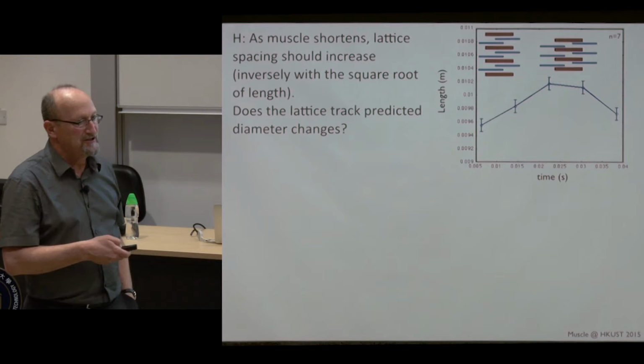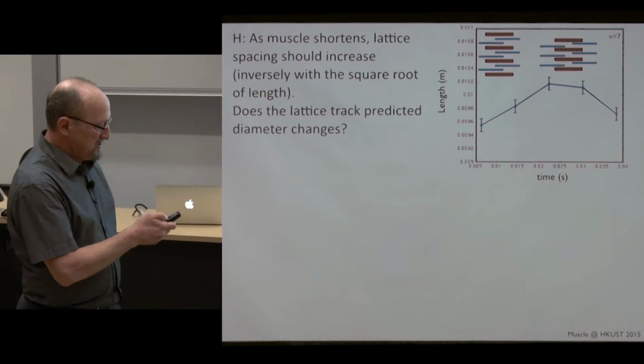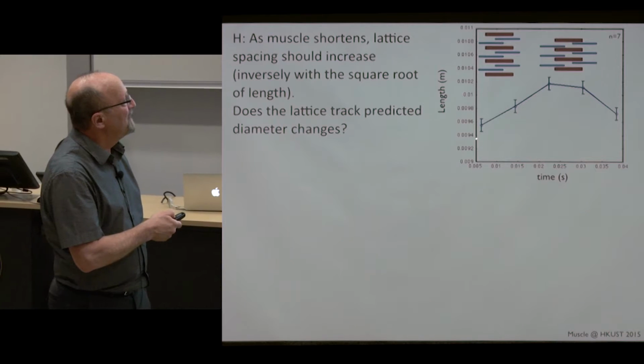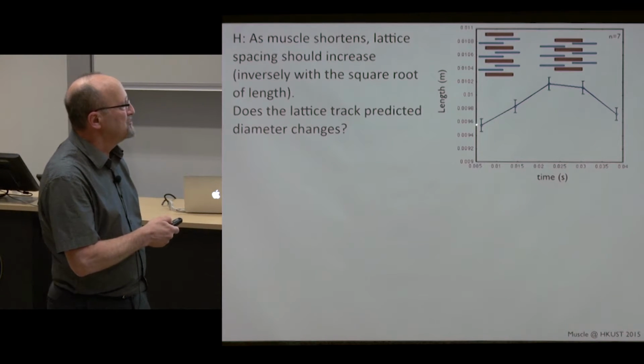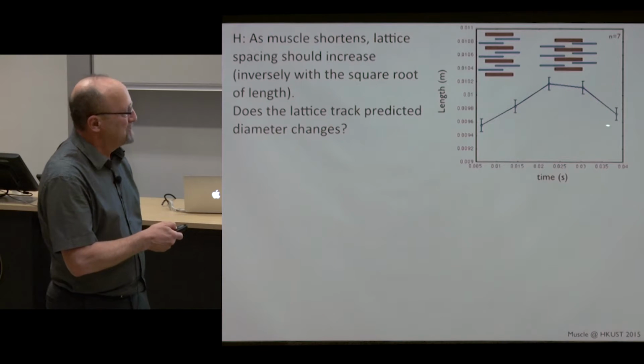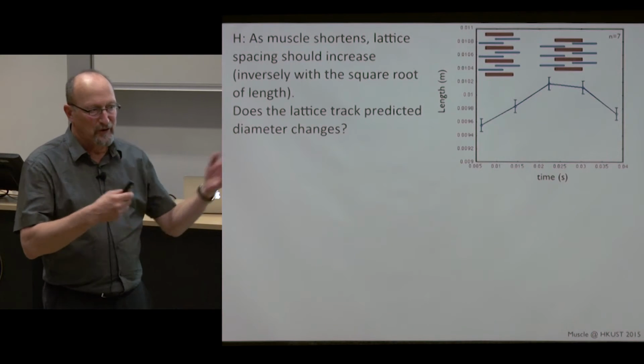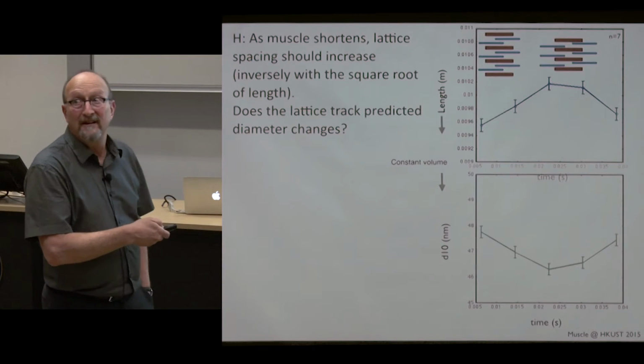I realize I'm running out of time. We just quickly move on. Here's what the length of the muscle is in one cycle. I'm just showing you it starts short, goes long, gets short. Okay, and this repeats over and over. So I just showed you a single cycle.